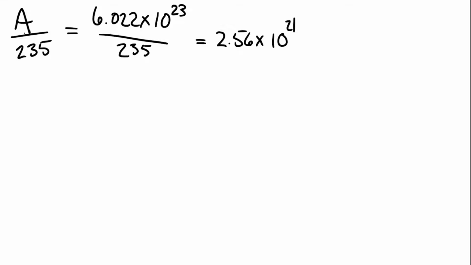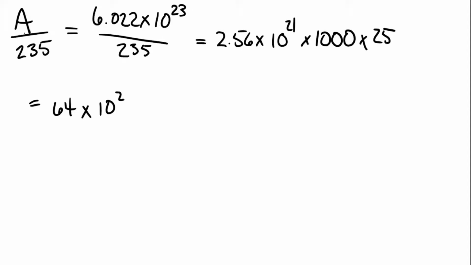Okay, so now we know how many are in a single gram, but we need to know how many are in 25 kilograms. So we need to multiply this by 1,000 because there are 1,000 grams per kilogram. And we need to further multiply it by 25 because, well, that's how many kilograms we have. So if we do this, what we're going to end up with is the total number of nuclei is going to be 64 times 10 to the 24th in that entire mass of uranium. Okay, so now we know how many we have.